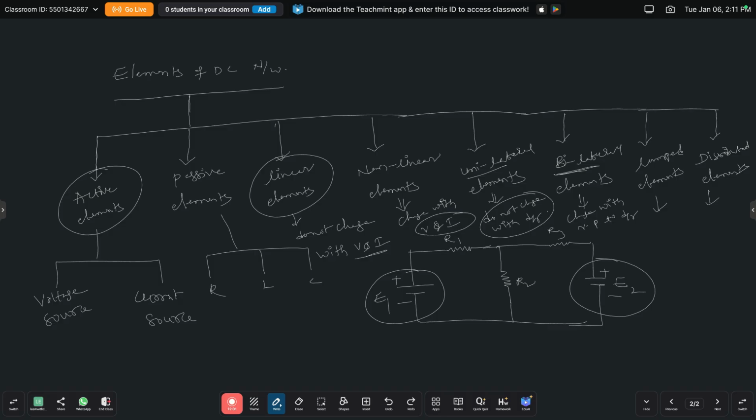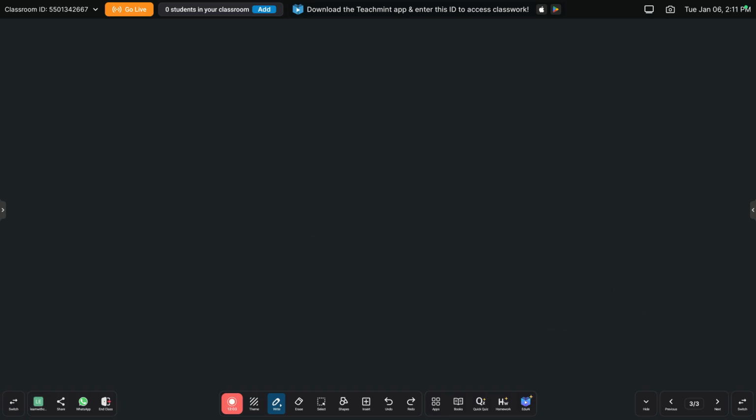And the next one is the basic circuit elements. The next topic is basic circuit elements. Here the basic circuit elements are mainly classified into three types: one is the resistor, the second is the inductor, and the third is the capacitor. So here we are discussing the resistor, inductor and capacitor. These are the basic circuit elements of a network.